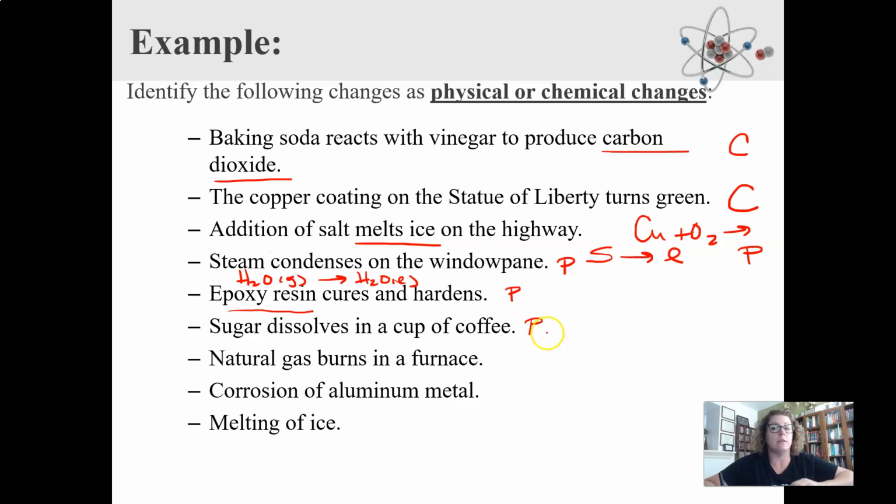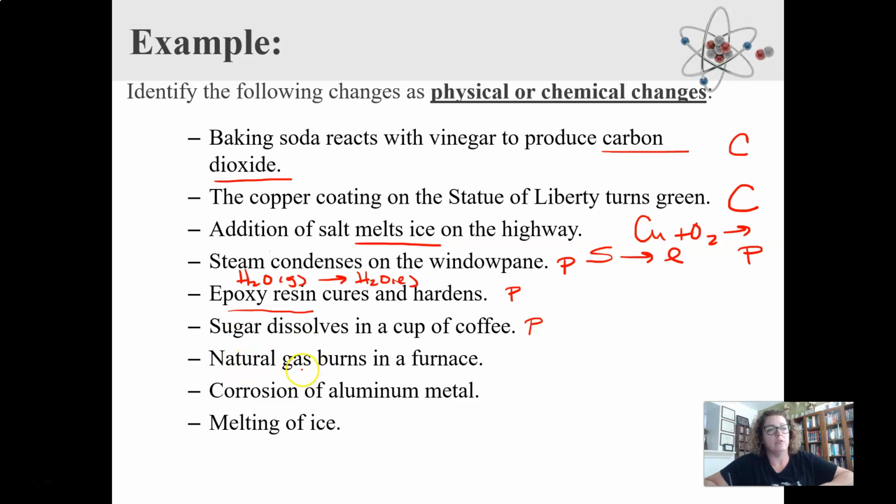And there's an actual process when we talk about physical methods of separation. You're going to learn about filtration, distillation, chromatography, crystallization. And crystallization is a way that you can actually get that sugar out of the coffee. It's very cool to see.